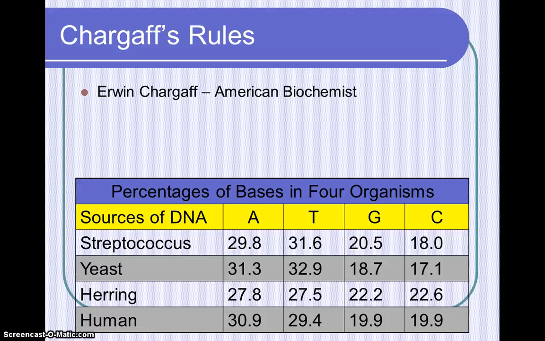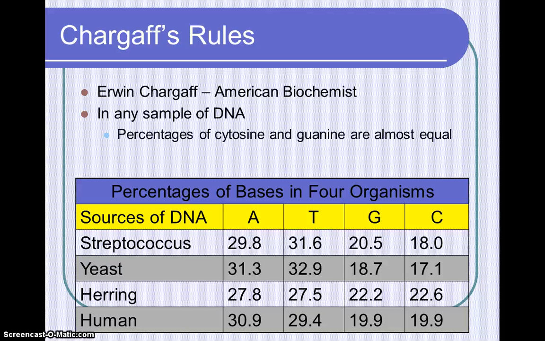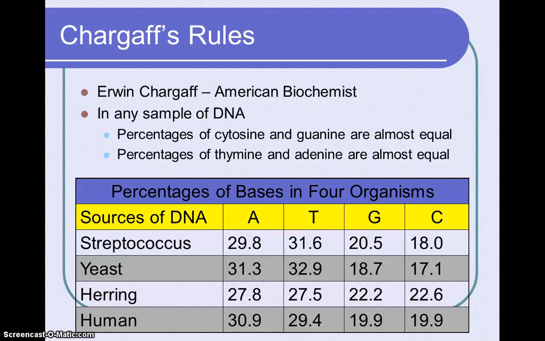Erwin Chargaff, an American biochemist, found that in any sample of DNA, the percentages of cytosine and guanine are almost equal, and the percentages of thymine and adenine are almost equal. That just shows that they do bind together.